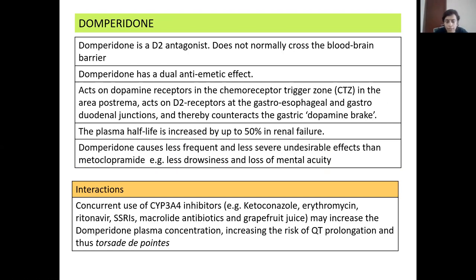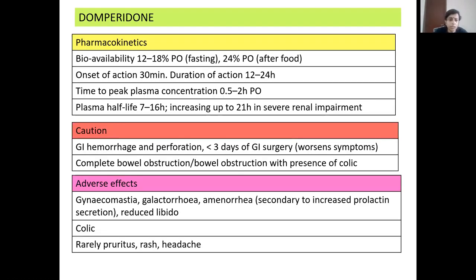Another D2 antagonist is domperidone. It has action in the chemoreceptor trigger zone as well as the GIT. Again, it also acts to counteract the dopamine brake. It has less drowsiness in terms of undesirable side effects. Almost the same contraindication when you have a fresh GI surgery or perforation or complete bowel obstruction. None of the prokinetics can be given because it can cause GI perforation.